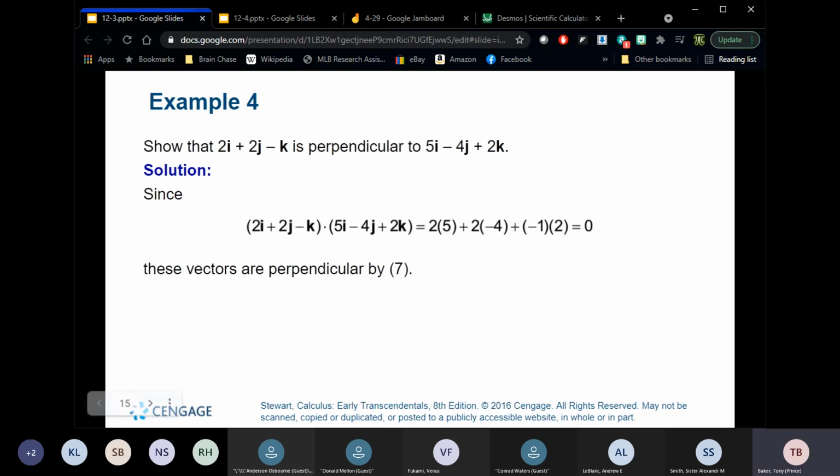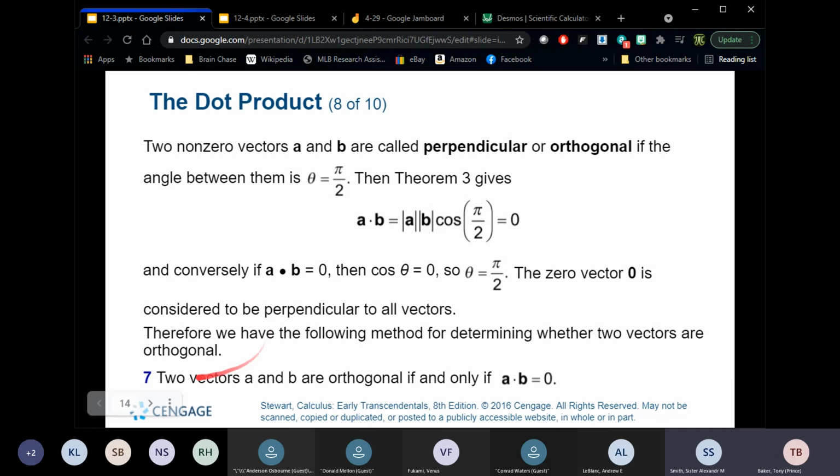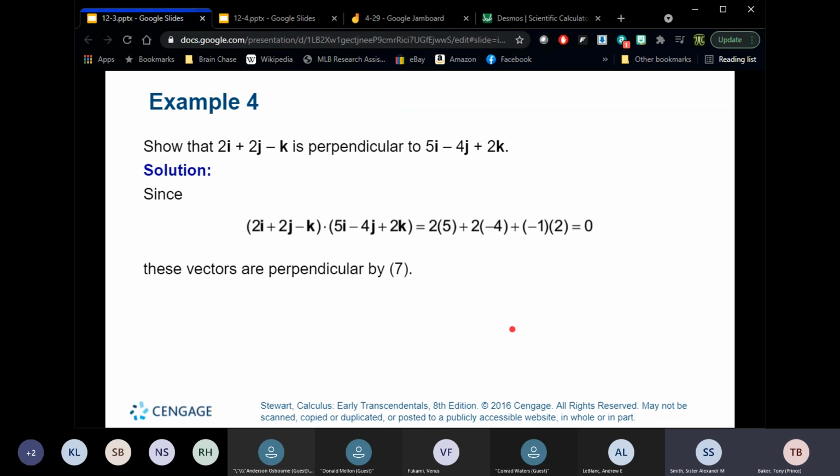Does that part make sense? Why does it say perpendicular by 7? 7 is the theorem. Oh, I see. Yeah, a lot of times they'll reference back the theorems that they were talking about. So this one, it's theorem 7 that they used.